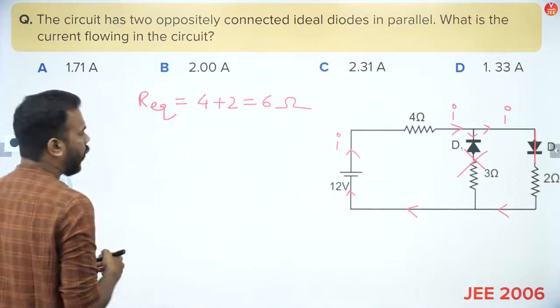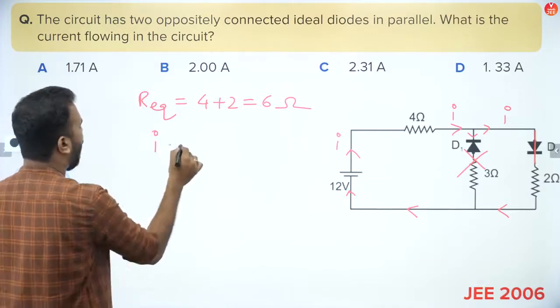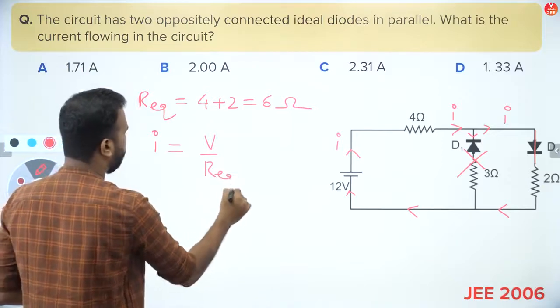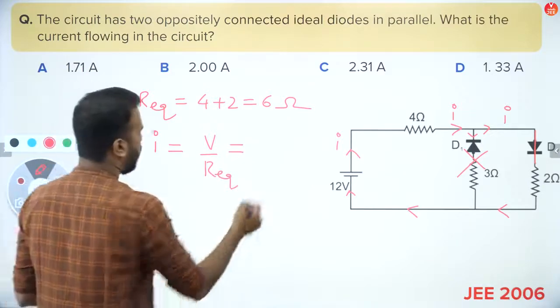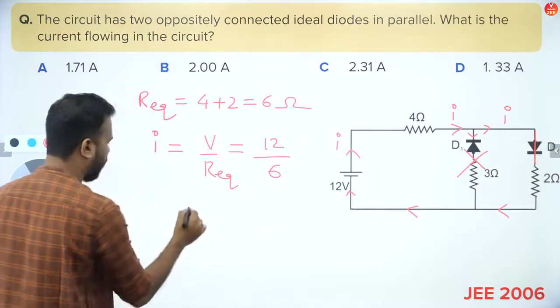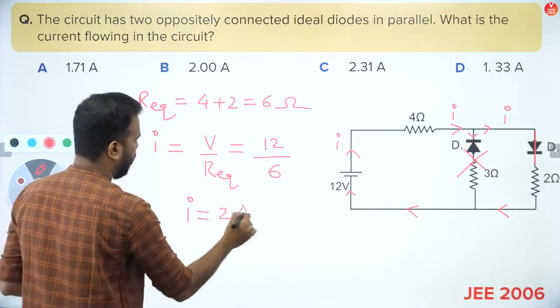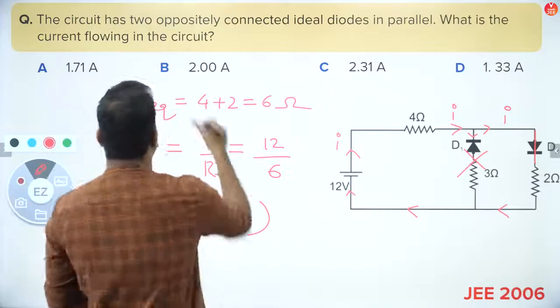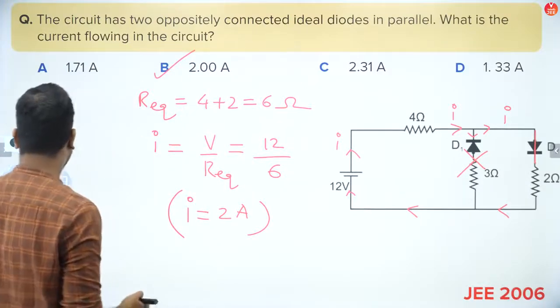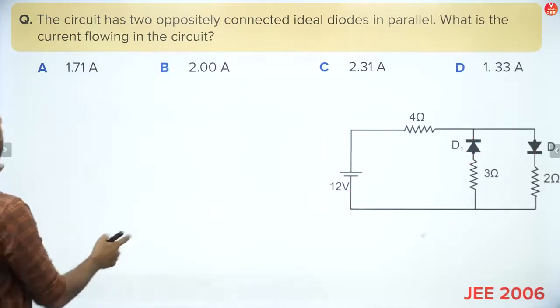Okay guys, now we have to find out the value of I, which is basically V by R equivalent. The voltage of the battery is 12, it's an ideal battery, and R equivalent is 6. Very simply we get the answer as 2 ampere, and yes, the answer to this question becomes option B. Okay, cool guys. Moving on to the next one now.